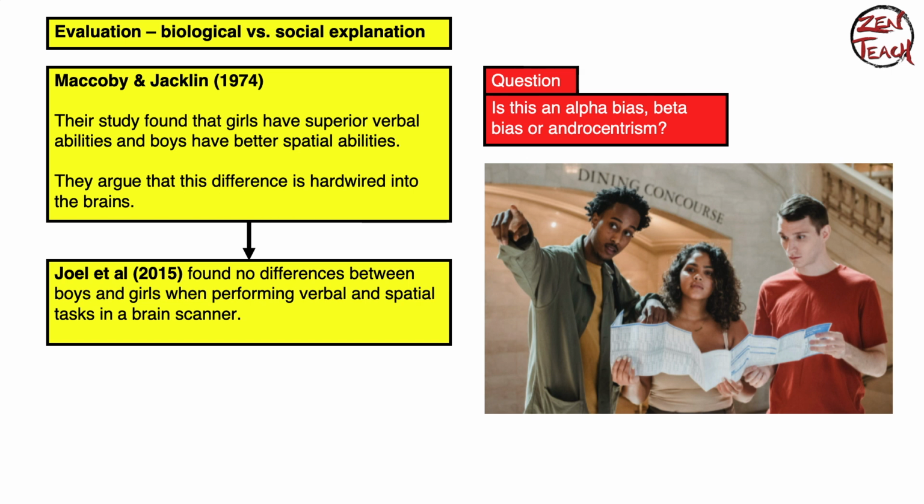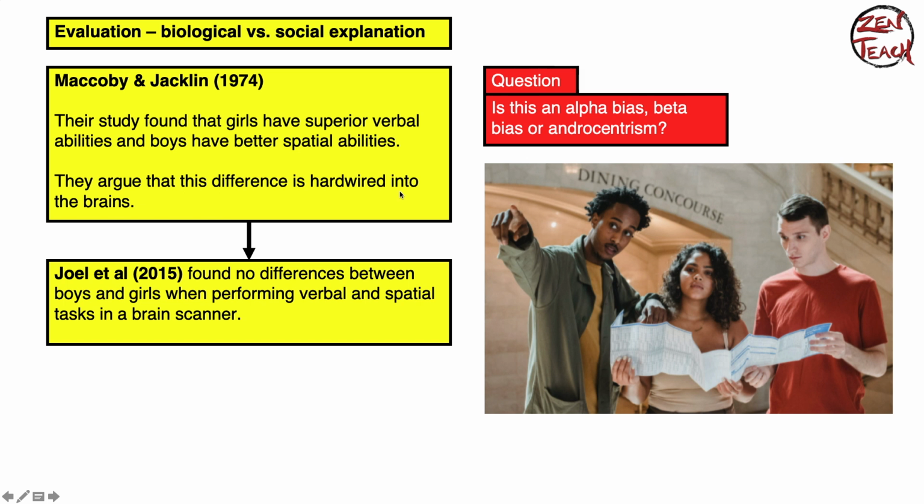Okay, so let's look at some evaluation. There's a study by Maccoby and Jacklin. Their study found in 1974 that girls have superior verbal abilities and boys have better spatial abilities. That's why I included this picture here of two boys helping the girl with the map. Right? So they argue that this difference is hardwired into their brains.